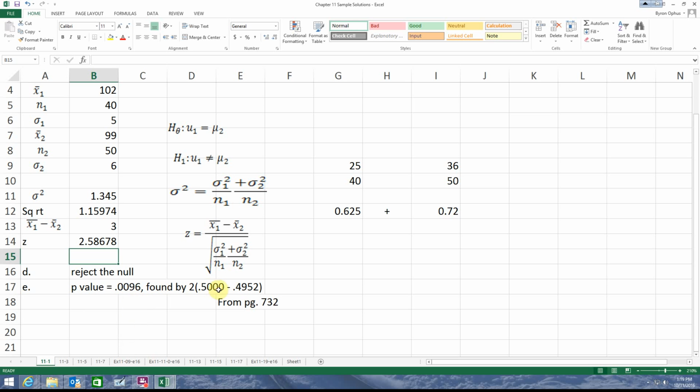But I've got two areas, so what I actually have to do is take that times 2. So this is equal to 0.5 minus 0.4952, which is 0.0048, and I take that times 2 because I've got a two-tailed test. So my p-value is tremendously small, 0.0096. So less than a 1% chance that these would be considered equal. So there you have it.